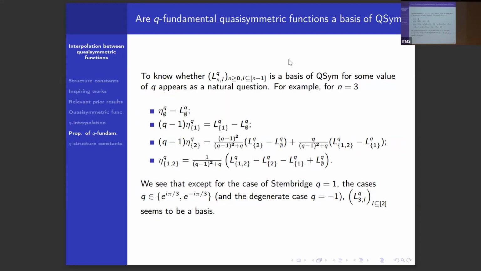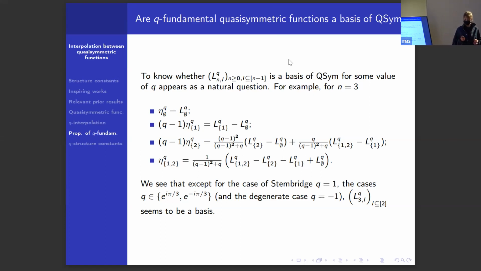Now let us move to the most interesting question. Is the Q fundamental quasisymmetric function a basis of QSym? We know for sure that for Q equals 0, it is true, as in this case, the Q fundamental quasisymmetric function reduces to Gessel's function. We also knew that it is not true for Q equal 1, as Stembridge's peak quasisymmetric functions are not a basis of QSym, but of a subalgebra of QSym. The case of Q equal -1, the degenerate case, doesn't work as well. What happens in the general case?